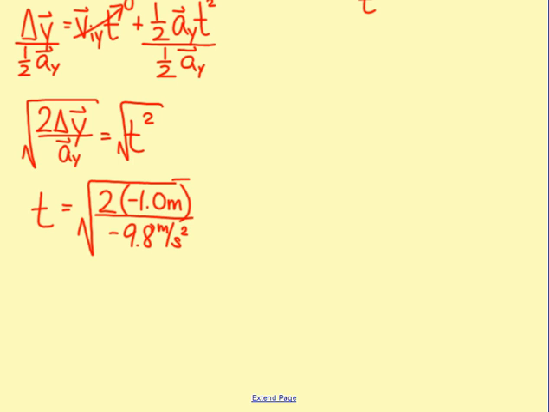Just as with one-dimensional motion, if you end up with a negative under the radical, that tells you you've done something wrong. Go back and make sure you didn't miss a negative sign somewhere.